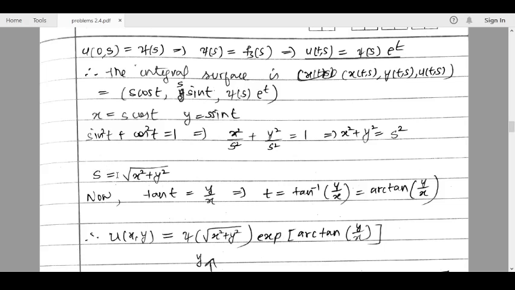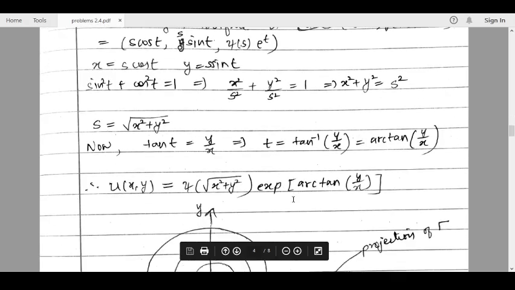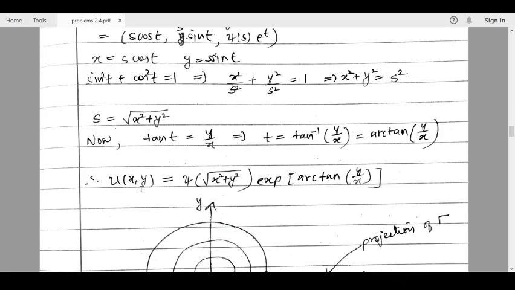Also we got s, now it is very easy to find t. We know tan t is y by x, sin t by cos t. So t equal to tan inverse of y by x. Tan inverse is also called arctan. So t equal to arctan of y by x. So we got s and t. So we have easily inverted the transformation. So u of x, y equal to psi of root of x square plus y square e raised to arctan y by x. We got the solution.